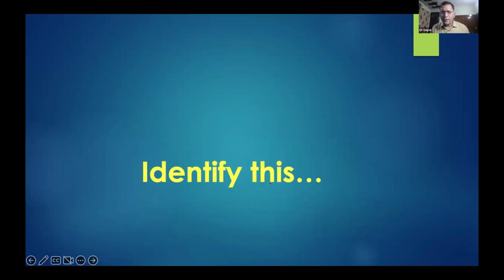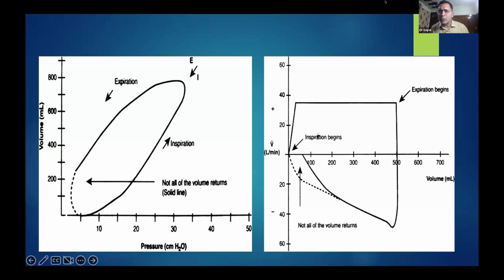Just a second. So identify this. If anybody can put in the chat box also, it will be useful. This is a pressure volume loop, compliance curve. It goes up and it ends suddenly here, doesn't come down. This is a dotted line, but actually it ends here. Similarly, the flow volume curve will end here. So what is this? Air leak. Somebody has written air trapping.